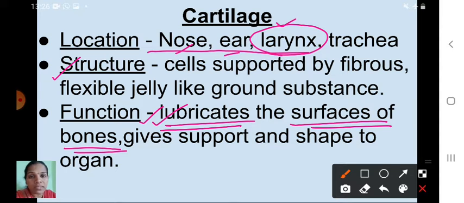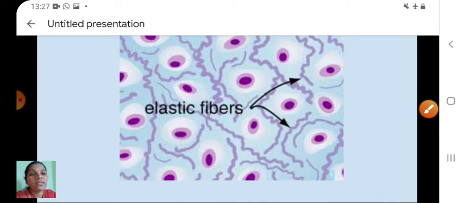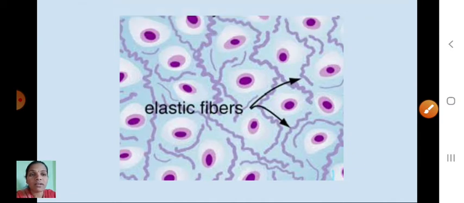Understood, children? Bone is a hard substance, isn't it? If there is no lubricant, what will happen? Yes, we will get a fracture. So what is this cartilage's function? It acts as the lubricant on the surfaces of bones, gives support and shape to organs. Understood? Next one is, see here, this is the structure of cartilage.